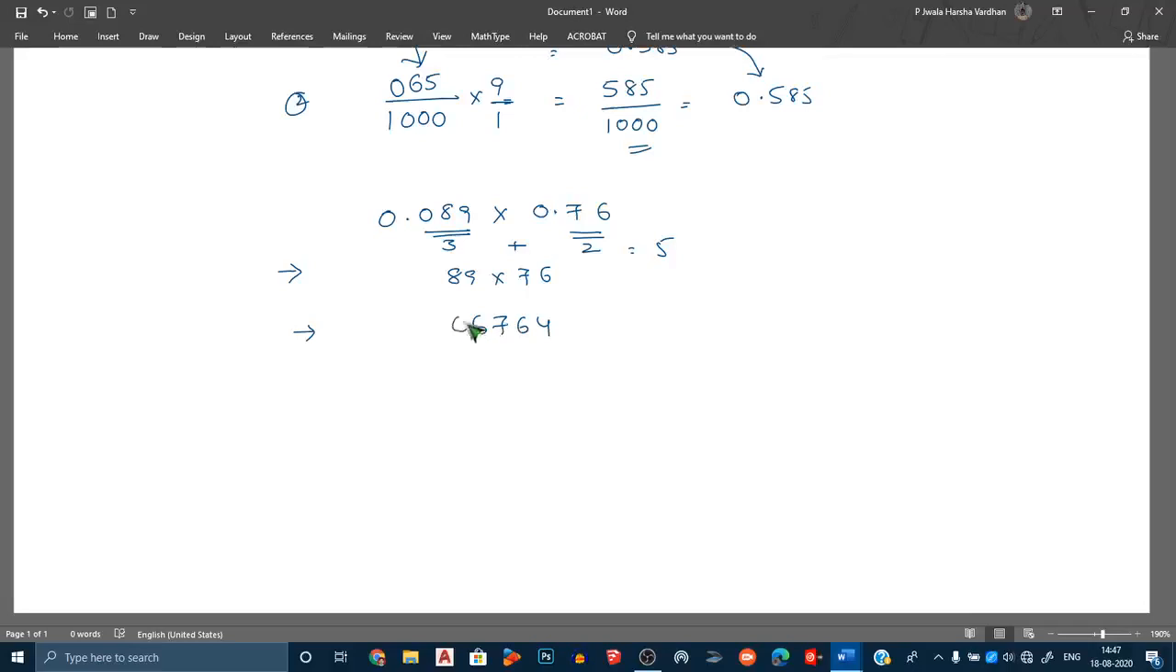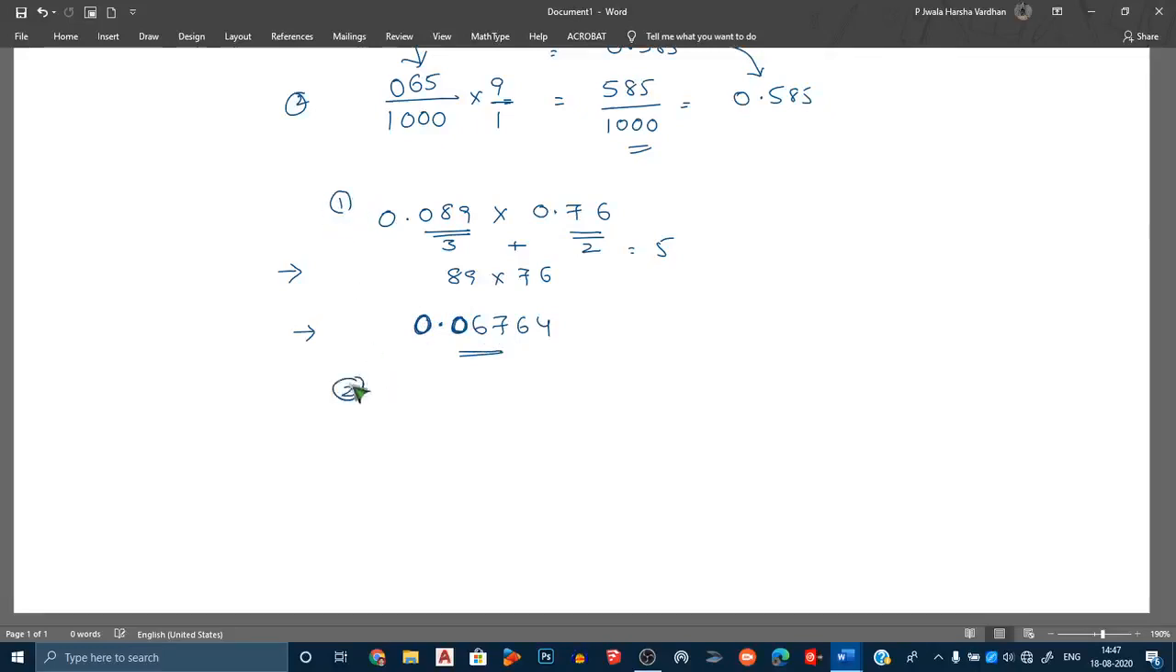You can write one more 0 by annexing, and convert them into a 5-digit number. Now you have to leave 5 digits, 3 plus 2, 5 digits, and put the point here. 1, 2, 3, 4, 5. Put the point here. Now you can write one more 0 in the whole number part, since there is no number in the whole number part. So this is the answer. 0.06764. So this is procedure number 1.